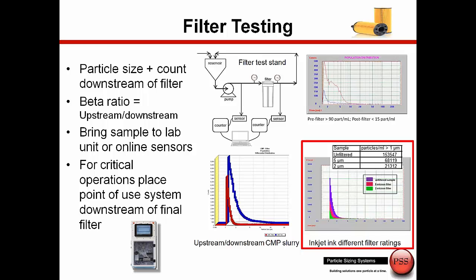Here we're looking at results of an inkjet ink, which is unfiltered, filtered using a 2 micron filter, and filtered using a 5 micron filter. And here we see the particle concentration greater than 1 micron of the unfiltered sample. And we see at 5 microns we have around 68,000 particles per mil, greater than a micron. And when we then use a filter with a rating of 2 microns, we reduce that down to 21,000 particles per mil. So here we see using the AccuSizer as a way to decide what is the best filter to use for the given requirement for this application.